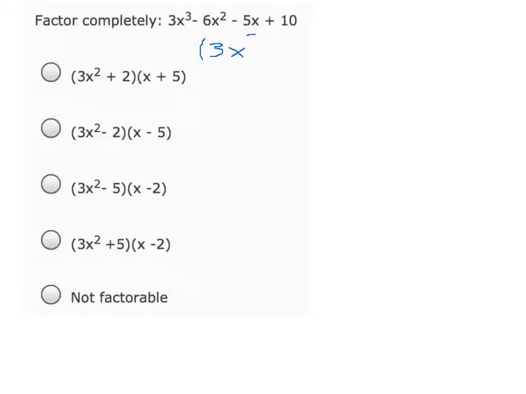3x to the third minus 6x squared for our first grouping, and then plus our second grouping would be a negative 5x plus 10.